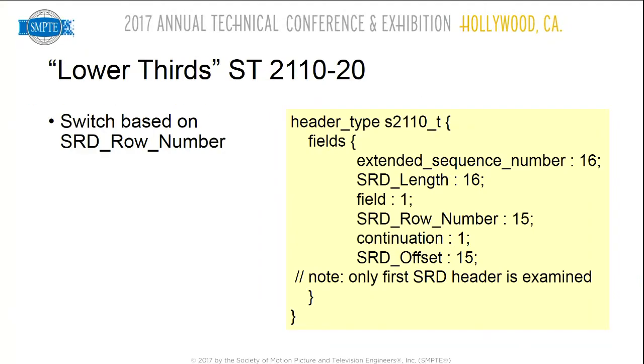Something else we can do with a programmable data plane is the ability to do lower thirds on an Ethernet switch. And what we can do now is reach all the way into the SMPTE 2110-20 sample row data headers. So the header definitions are over here. We'll look at the SRD row number, and we're just picking off the first sample row data header in the packet, and making a switching decision based on that sample raster data row number.